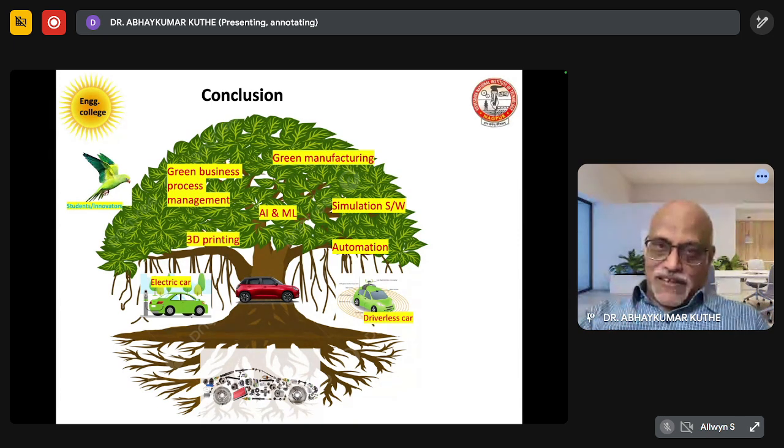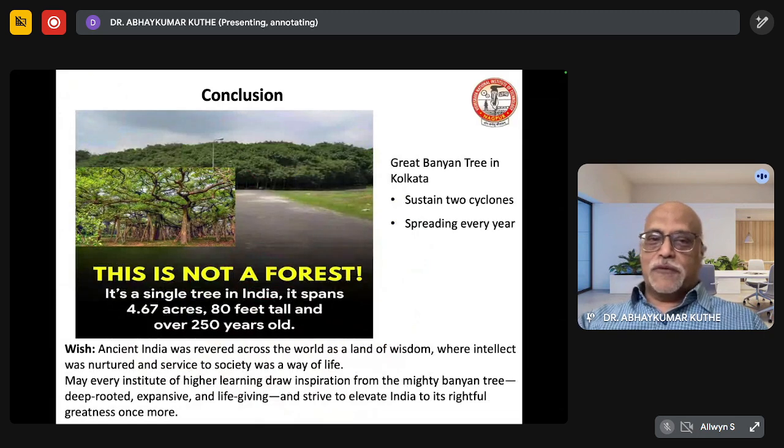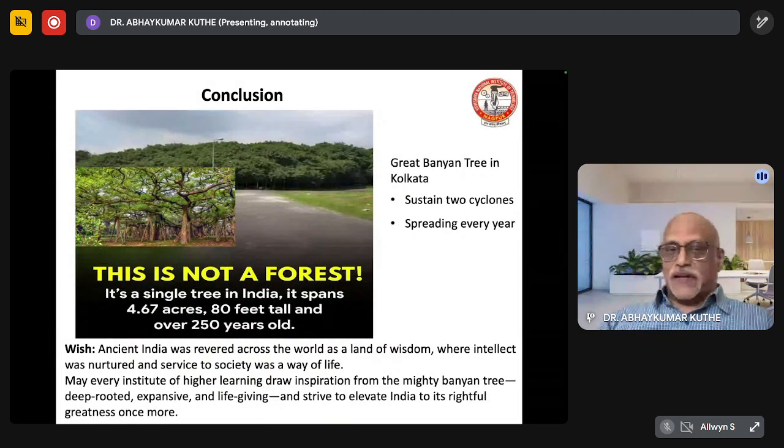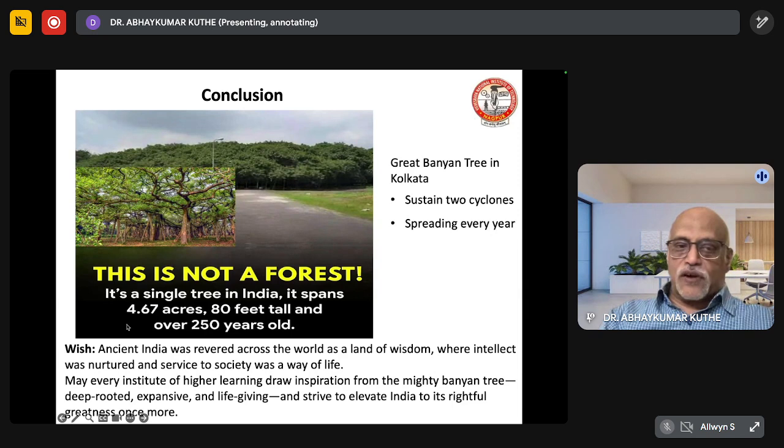I wish to say that if this is an ecosystem to be developed, then remember here, if you can see this particular conclusion, the last one, this is a great banyan tree in Kolkata. You can see that this is not a forest, but actually a single tree in India. It spans around 4.67 acres, is 80 feet tall, and over 220 years old. What is this banyan tree? It has sustained two cyclones up till now, and is spreading every year. So that is the wish list.